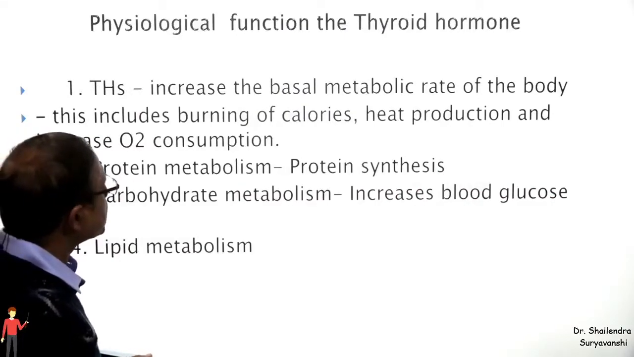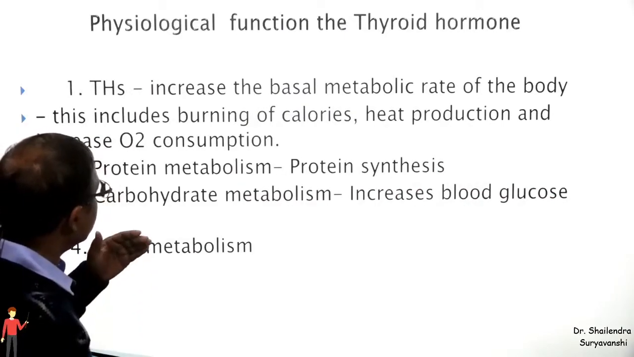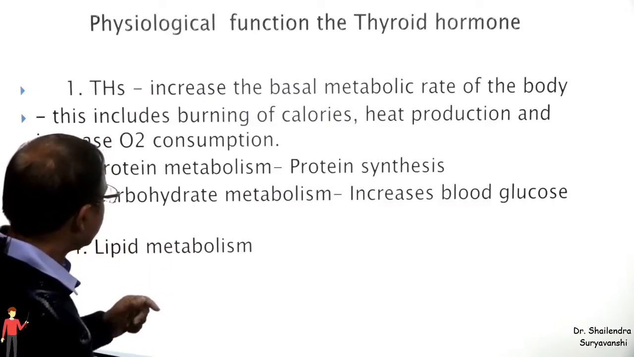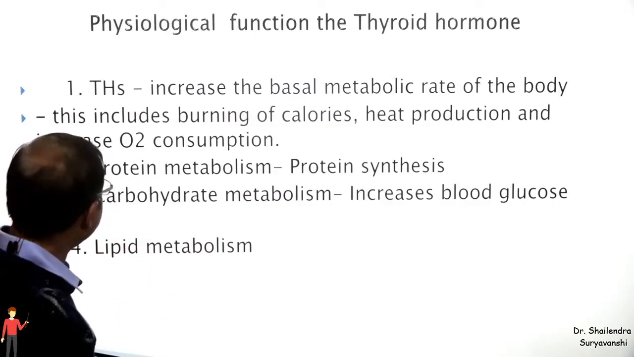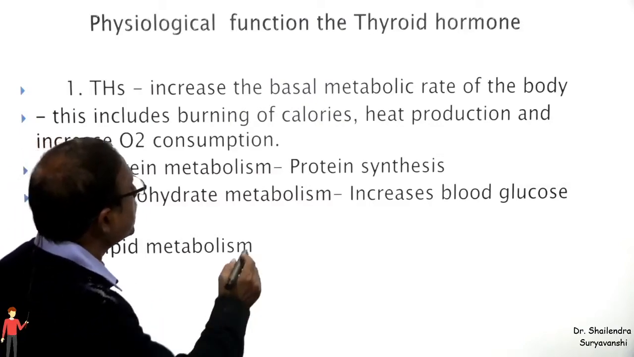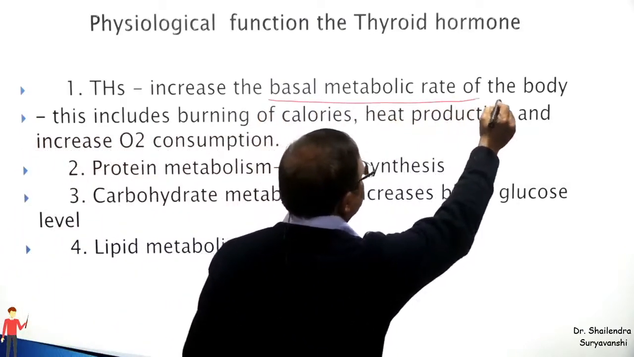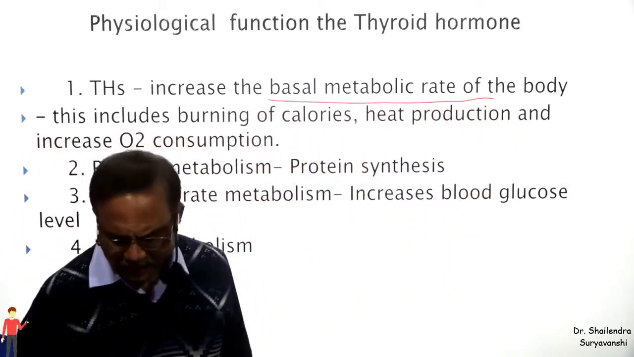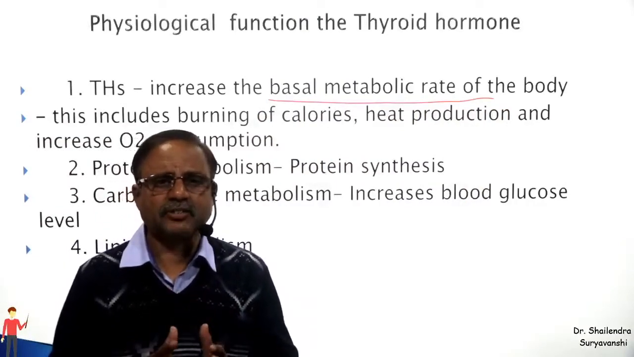It increases the basal metabolic rate of the body. This includes the burning of calories, heat production, and protein metabolism. It also plays a role in carbohydrate and lipid metabolism. But let us say it increases the basic metabolism. This is a very, very important function of the thyroid. It acts on practically each and every cell of our body.